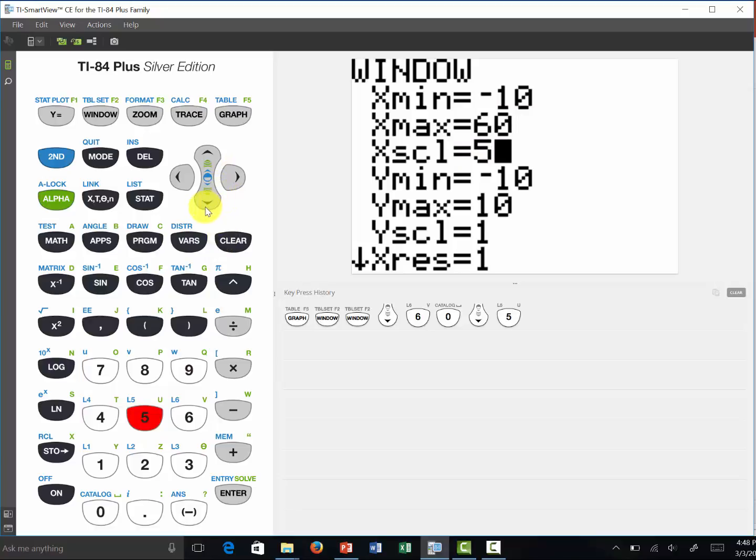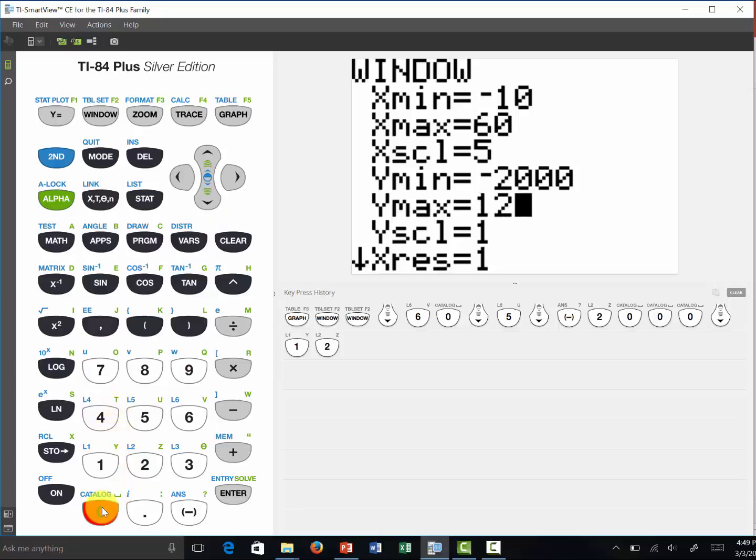For the y-min, well, we had a maximum y value of 10,000. So I can see the x-axis, I'm going to use -2,000. And my y-max will be 12,000. That way I can see the vertex. And I'm going to count by, let's say, 1,000. We'll see what this looks like. Hit graph.